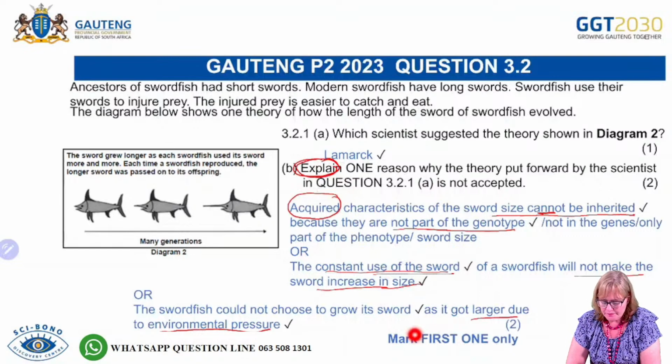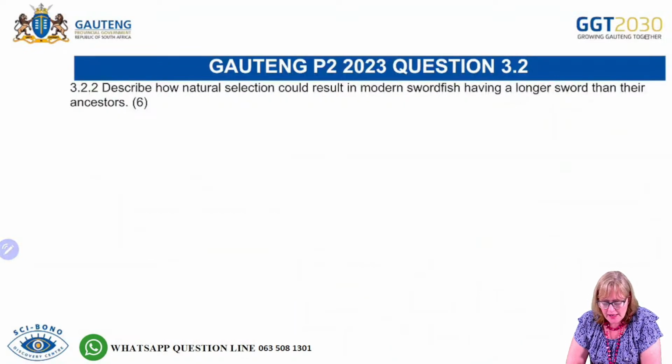Then, describe how natural selection could result in a modern swordfish having a longer sword than their ancestor. And you know what the teachers told me? They told me you just wrote the generic thing there. Just the generic thing. And yes, 10 years ago we accepted that. No longer. Now you have to apply that recipe to the scenario they give you. In this case, it's a swordfish. So now you must think about the sword.